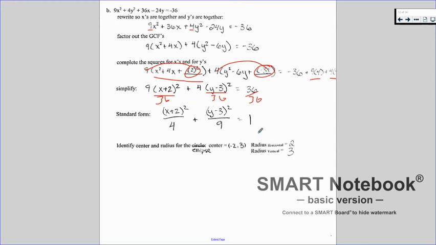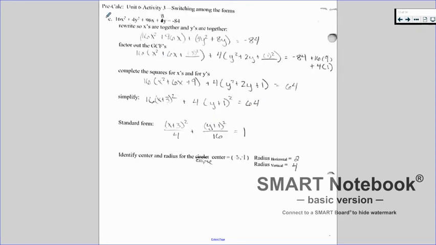Now I can grab all of those important pieces. So the center's at negative 2, 3. Horizontal radius is the square root of 4, so it's 2. Vertical radius is the square root of 9, so it's 3. So I could easily make a sketch of that knowing those 3 pieces of information: center, horizontal radius, and vertical radius.